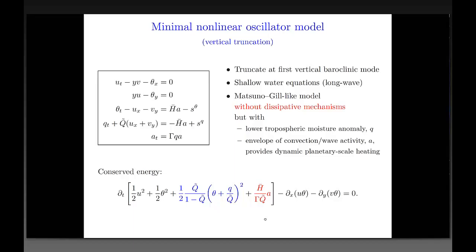And we are currently working on trying to understand what exactly that means, that the convective activity has a contribution to the energy itself. But maybe one quick way to think about it is that this convective activity represents smaller scale fluctuations. It's the envelope of that convective activity. And so it really represents energy on smaller scales in some sense.